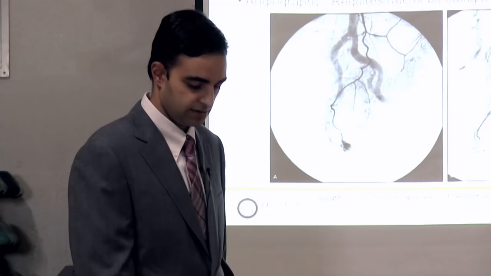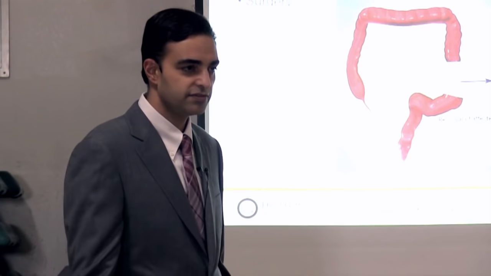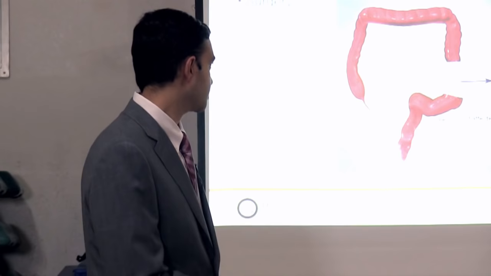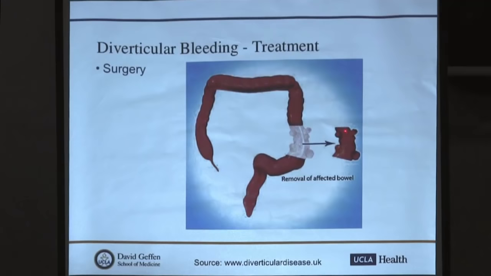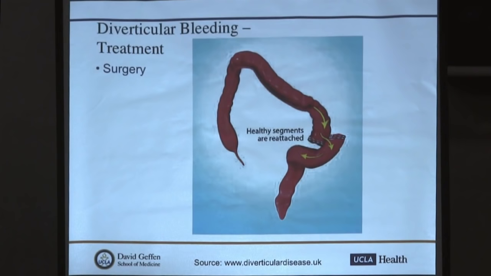So again, if conservative measures such as colonoscopy or angiography do not control bleeding, then surgery is often needed. So what's done during surgery is the segment that's believed to be affected is removed. And then once that's removed, they connect the healthy segments to each other.